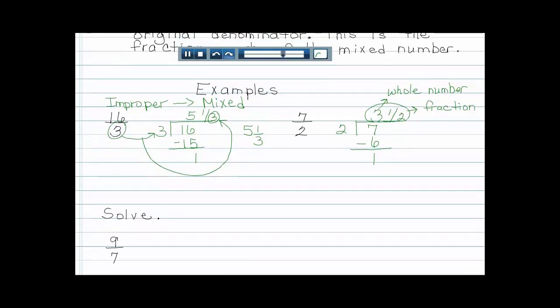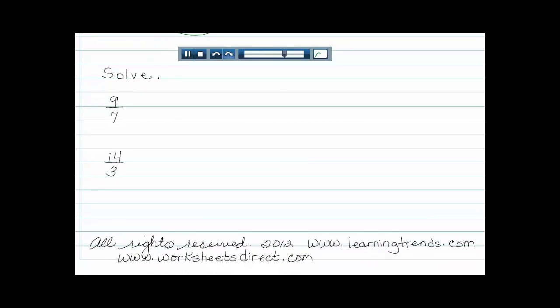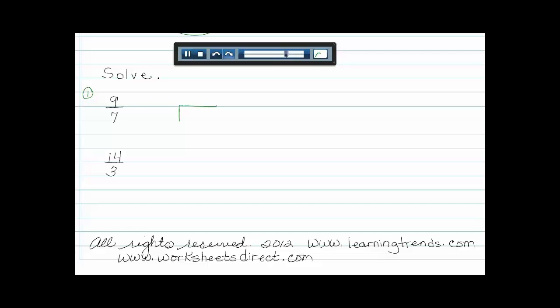Let's try a couple more. Let's solve a couple more and change 2 more improper fractions to mixed numbers. Let's first look at 9/7, and we're going to divide 9 by 7. 7 goes into 9 1 time, so we will subtract 7. 9 minus 7 is 2, and we write the remainder 2 over the original denominator of 7. So 9/7 equals 1 2/7.